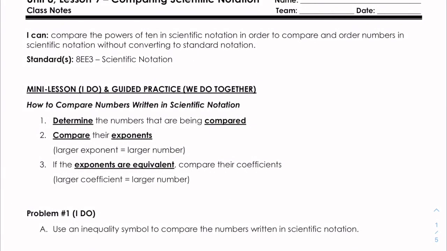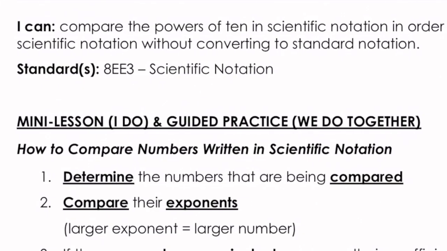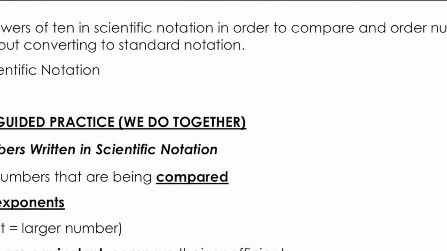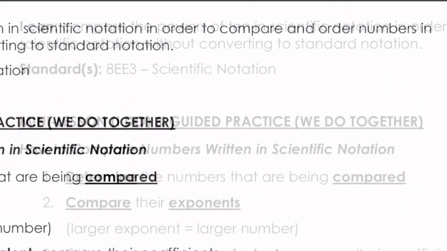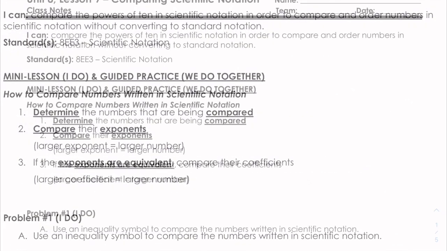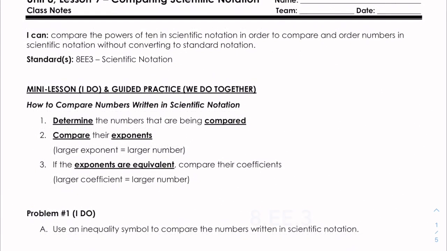Awesome sauce. All right, our I can statement is, I can compare the powers of 10 in scientific notation in order to compare and order numbers in scientific notation without converting to standard notation. And that standard is 8.EE.3, which is all about scientific notation. And that EE stands for expressions and equations.